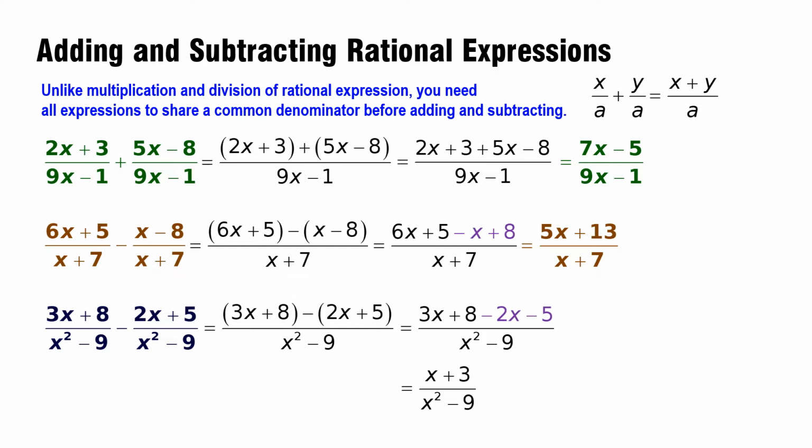X squared minus 9 is a difference of two squares. Its factors are x minus 3 and x plus 3. And since there's an x plus 3 factor in the denominator as well as in the numerator, it can be canceled out and you are left with 1 over x minus 3 as a simplified expression.